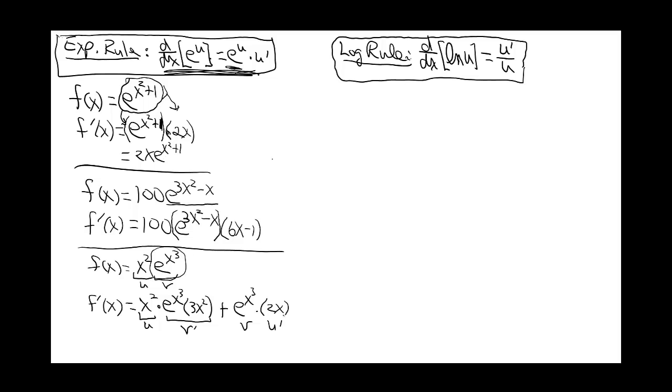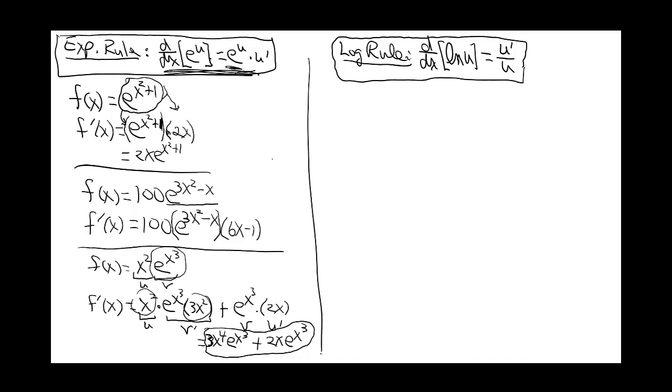And again, WebAssign does not require much simplification, so I wouldn't do a whole lot here. You might want to take the 3x squared and multiply it by the x squared and get 3x to the fourth e to the x cubed, and then maybe slide the 2x in front in the second term. You don't have to do a whole lot of simplification. You can play around with it, but basically that would be the answer. So don't make these problems harder than they are.